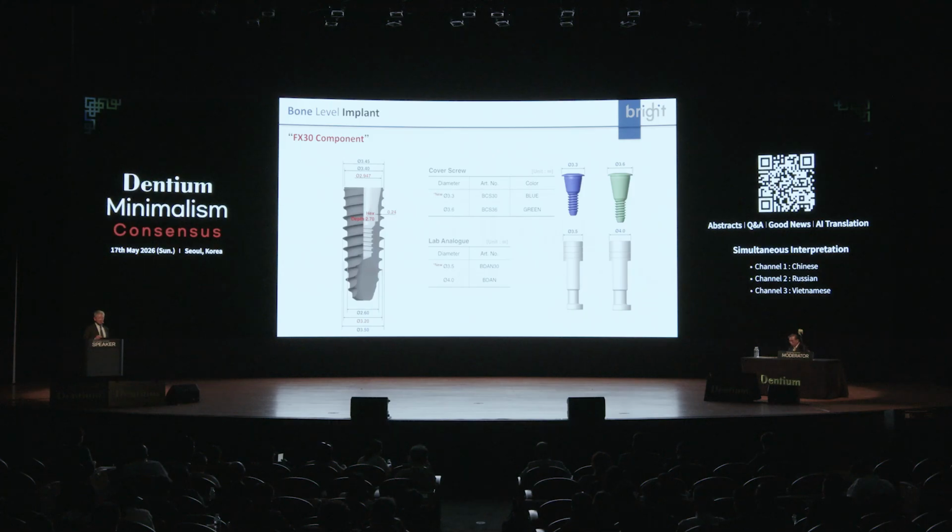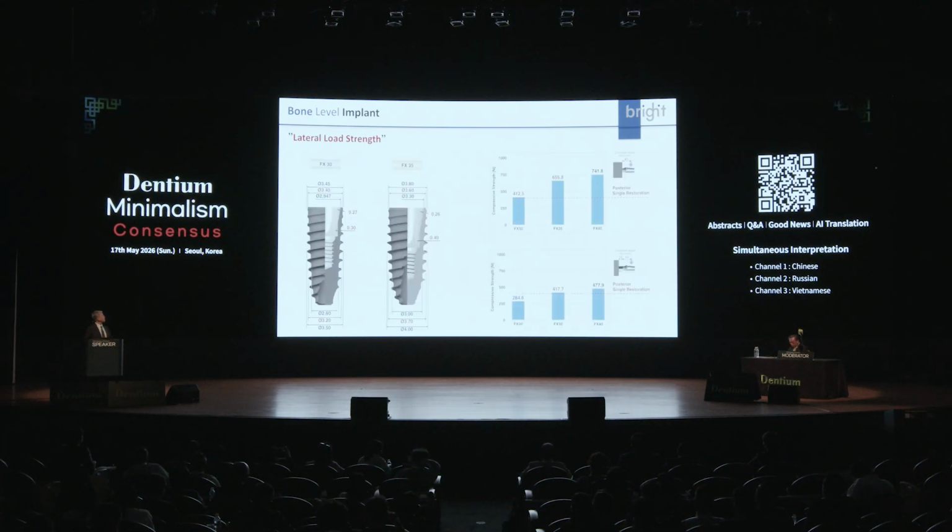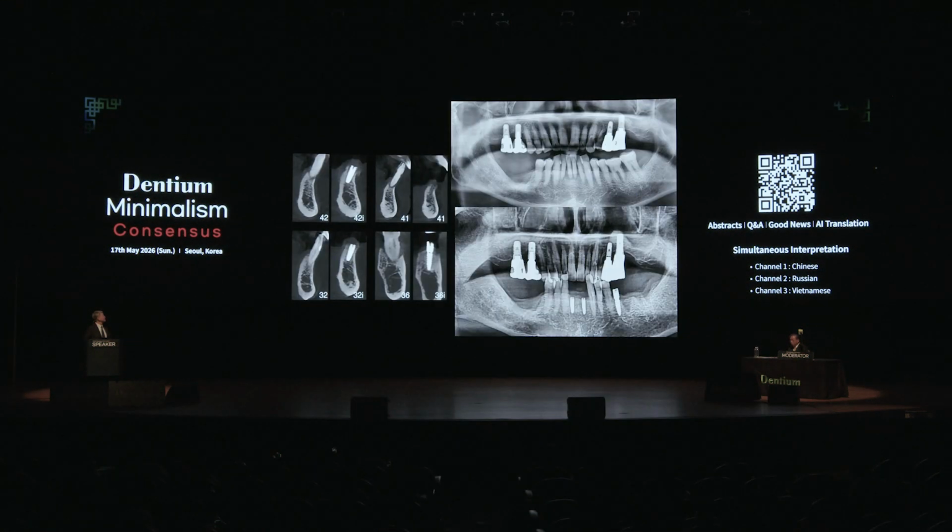And recently we have launched a diameter 3.0 implant system. It has a 1 millimeter smaller connection due to the thickness of the fixture. But this 3.0 implant still has relatively good strength, and can be used from the anterior to the premolars. But it is very difficult to use for single molars.